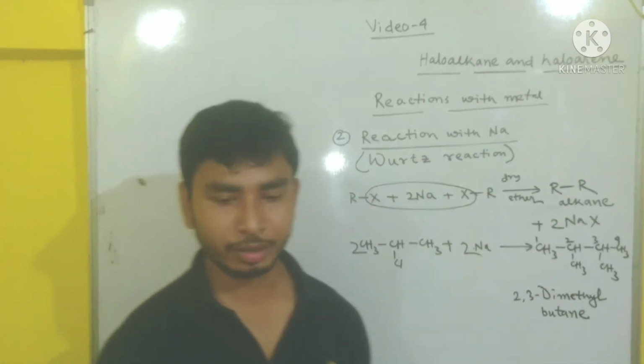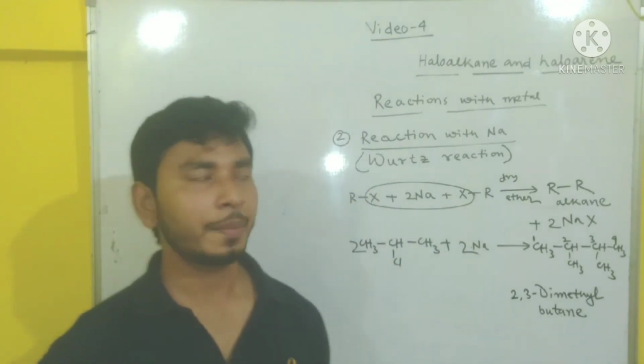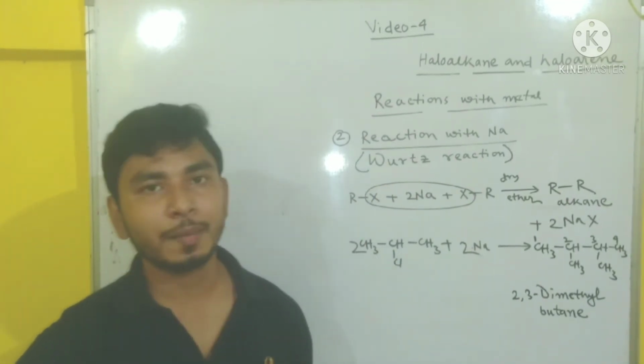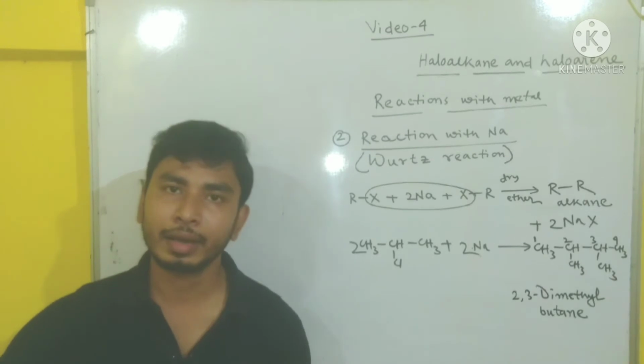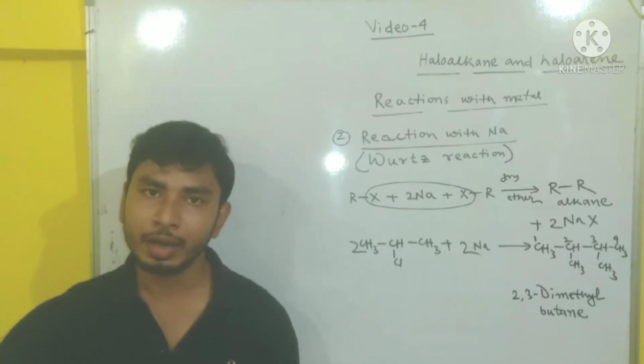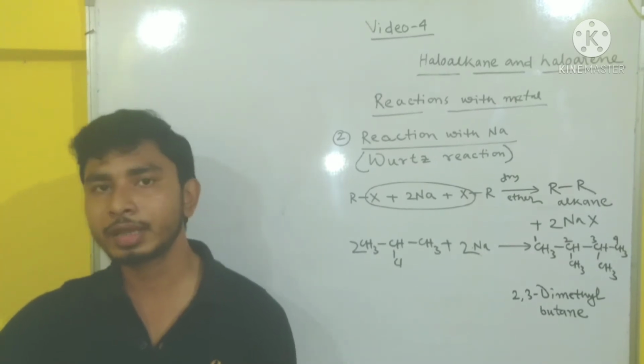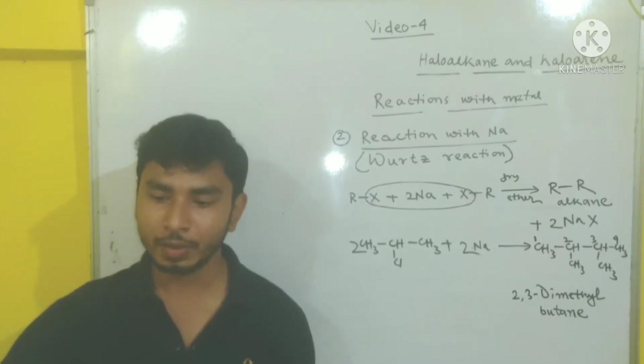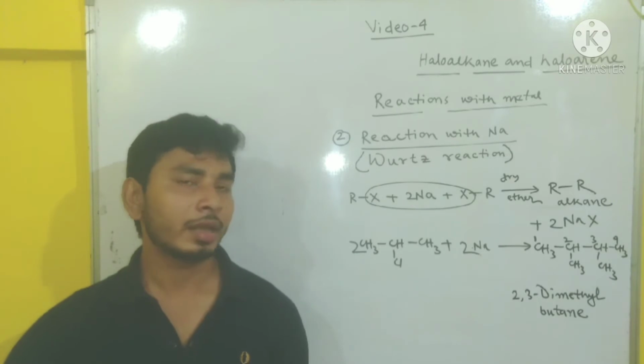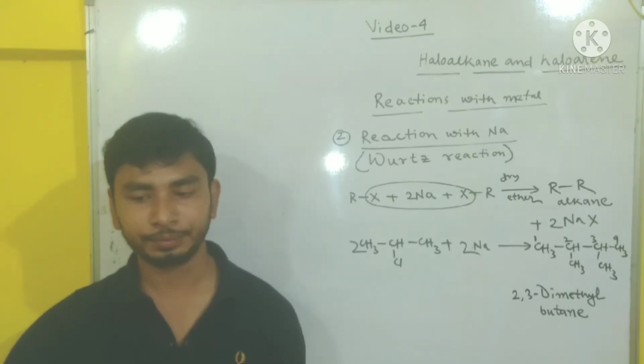Name of the product is 2,3 dimethyl butane. So this is about the reactions of the alkyl halide. In alkyl halide we have discussed the nucleophilic reactions, we have discussed the elimination reactions, and also we have discussed the reaction with the metal.